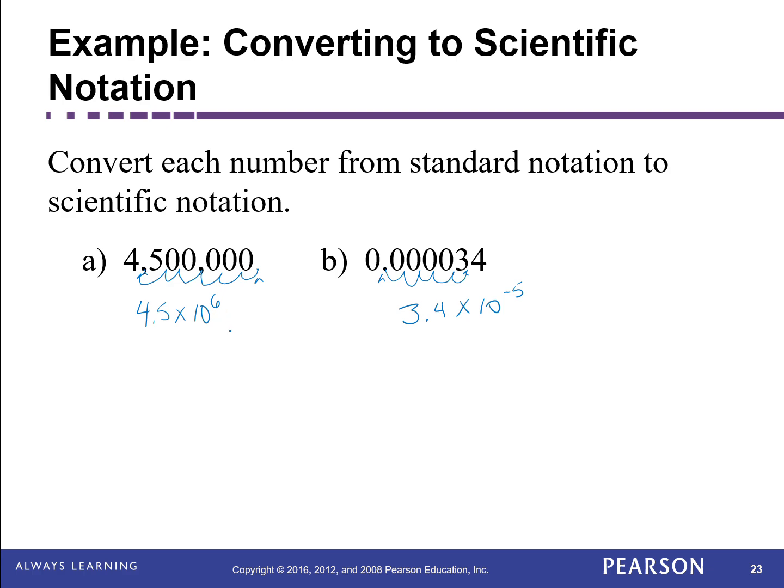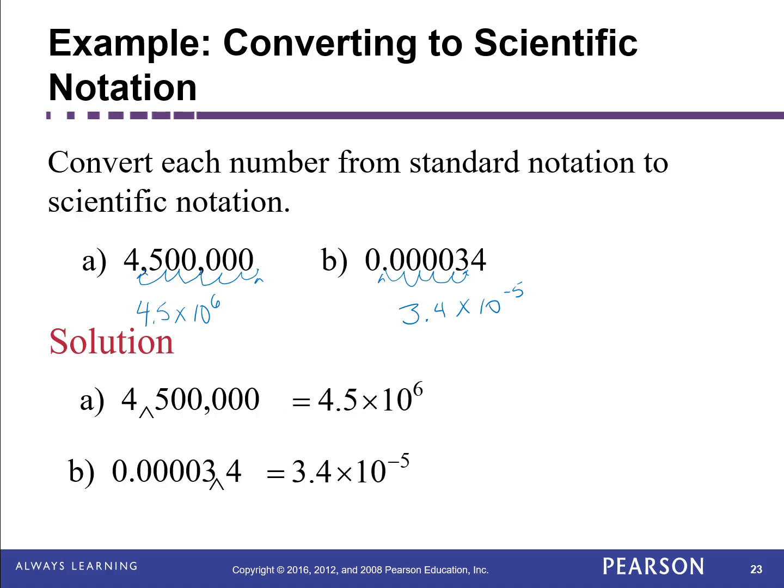Now, left, positive exponent. We'll move our decimal to the right. It's a negative exponent. Okay. And you can see how that works.